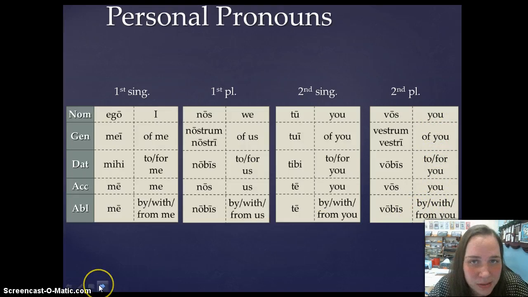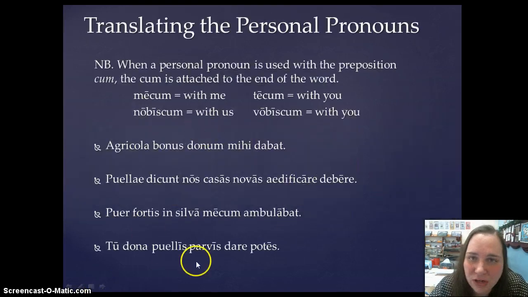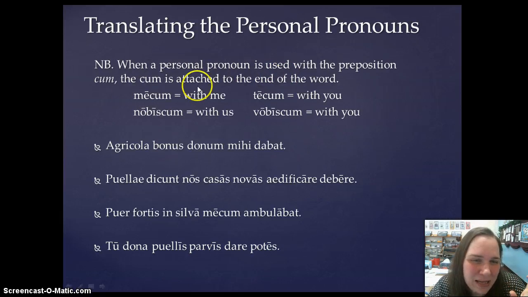Once you have these forms memorized, then you can look at how they're going to function in the sentence. Now, before we get into that, I just want to show you one quick thing. When a personal pronoun is used with the preposition cum, the cum is attached to the end of the word, okay? So you would expect to see cum me, with me, but instead the cum becomes a little enclitic, now that you know what enclitics are, on the end of it. So instead of cum me, it's going to be mecum, with me. Tecum, with you, nobiscum, with us, and vobiscum, with you, okay?